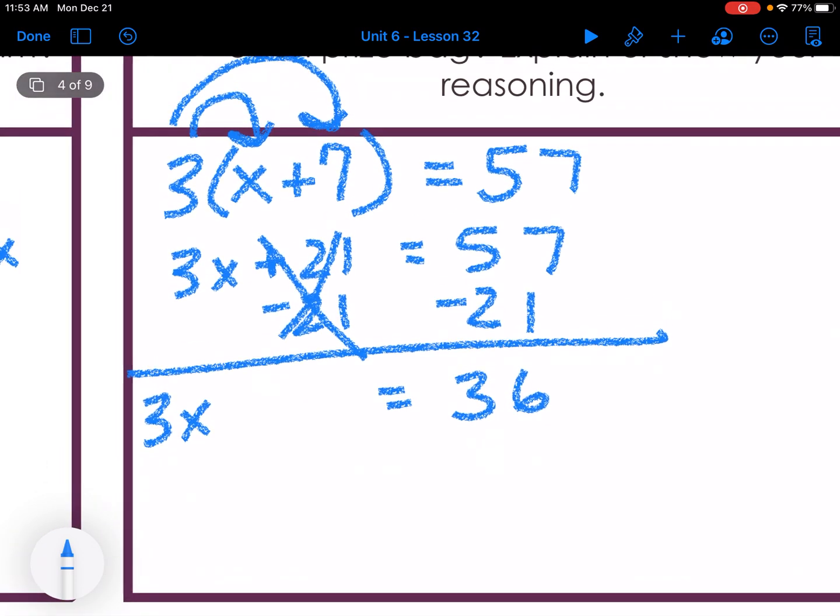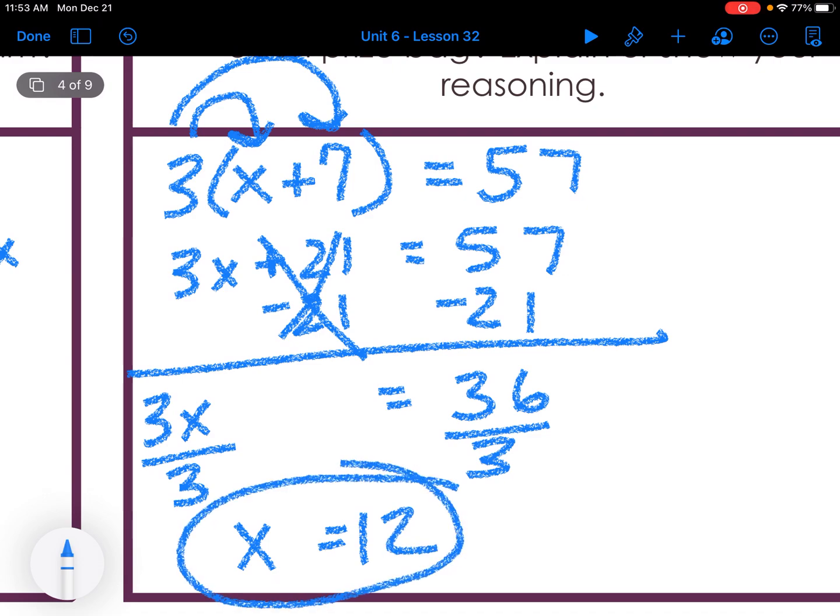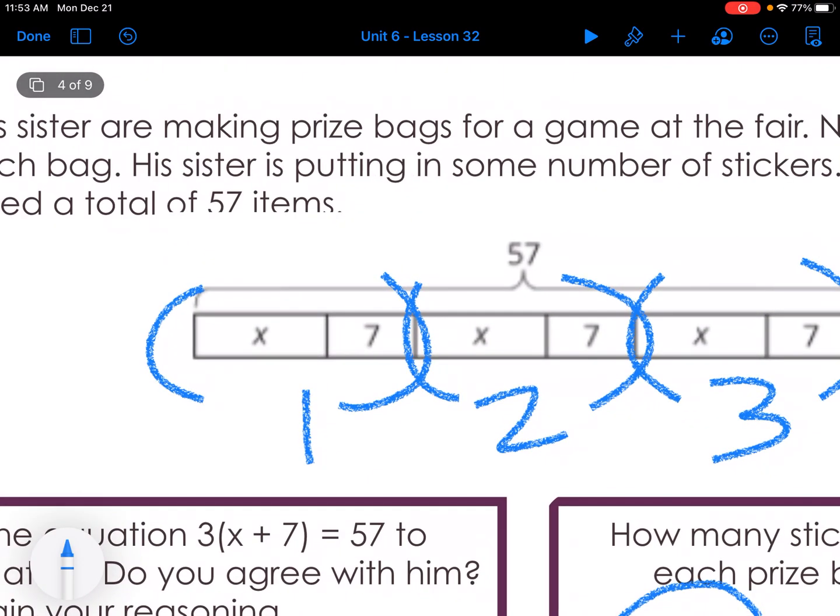So now I'm going to find for just 1X. So if I have 3 X's, I want to figure out for 1. So I want to split it into 3 equal groups. So X equals 12. So if I check it, is 12 plus 7 going to equal 57? Well, 12 plus 7 is 19. 19 times 3 is 57. It works out.